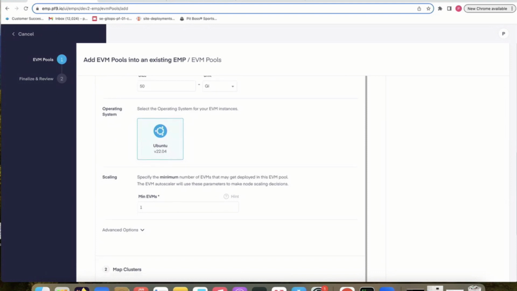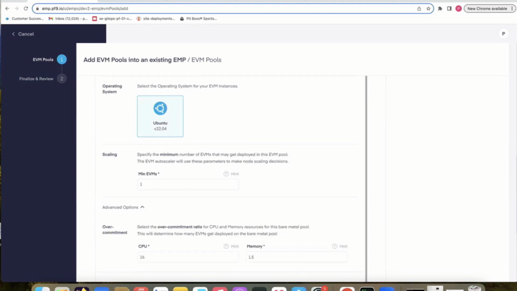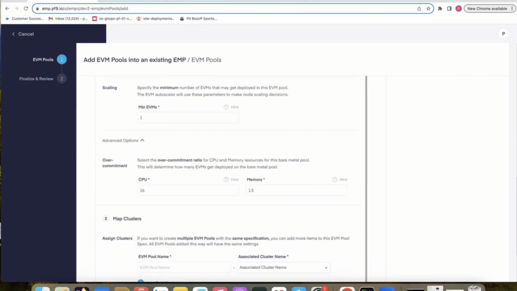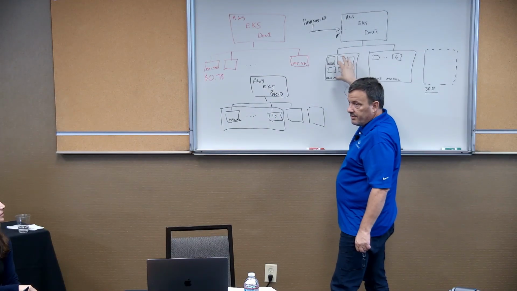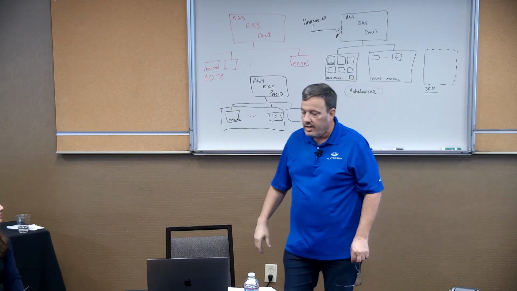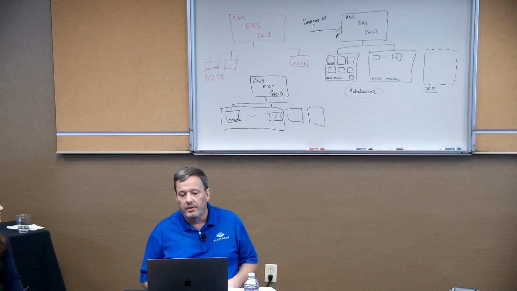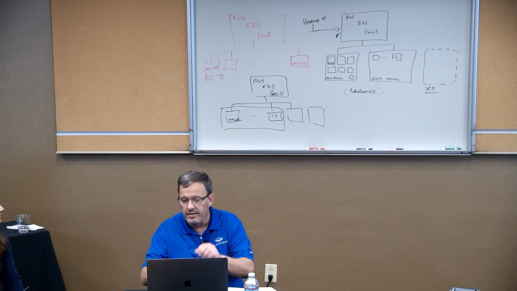Disk size, then the minimum number of EVMs for this pool. This is something that's kind of cool. This is where we can control the amount of overcommitment. So on these AWS Metal nodes, we can oversubscribe these nodes, similar to what VMware and OpenStack do. And we can say, hey, we want to do a 16x multiplier on CPU and 1.5x multiplier on the memory.